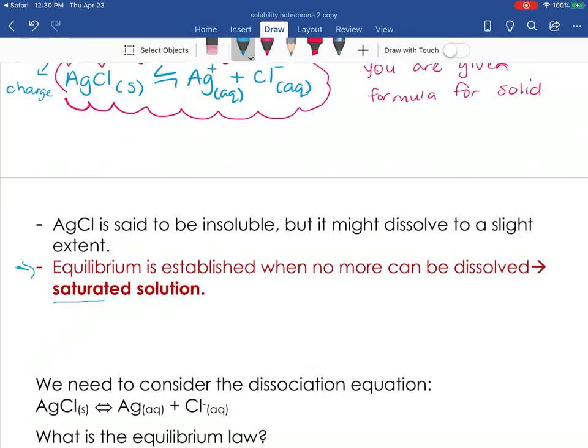So there's a couple of ways that you can word these questions. When no more can be dissolved, that's called a saturated solution, if you remember from grade 11. Unsaturated would mean more could dissolve, and supersaturated is where you have too much or you've got recrystallization. So if the question talks about a saturated solution, then that means that it is at equilibrium. And why is that important? Because the concentrations in a saturated solution will be used in the E line of the ICE table.